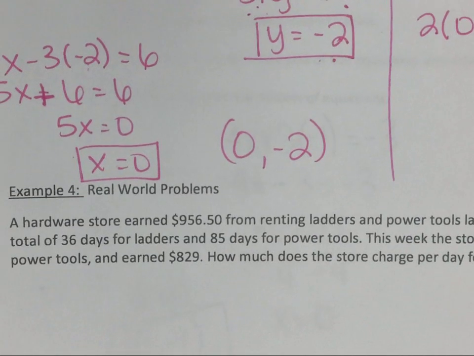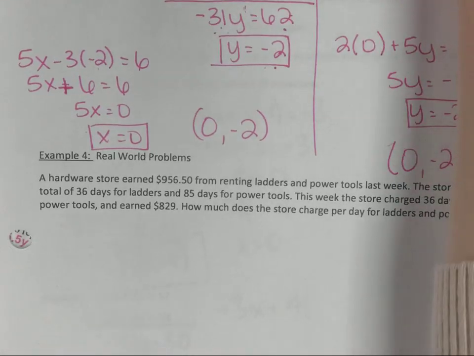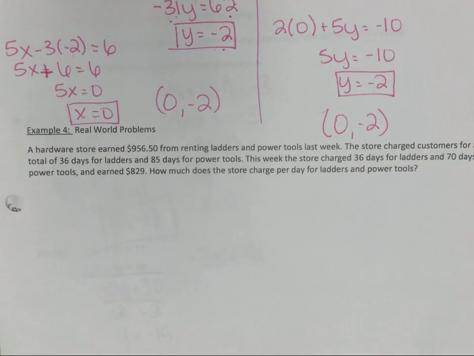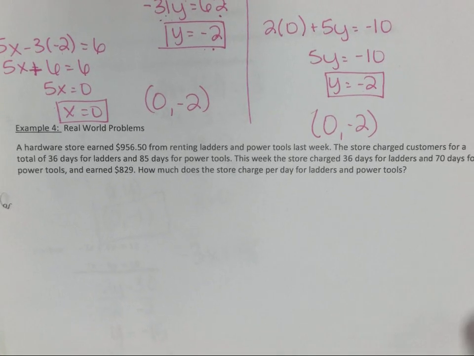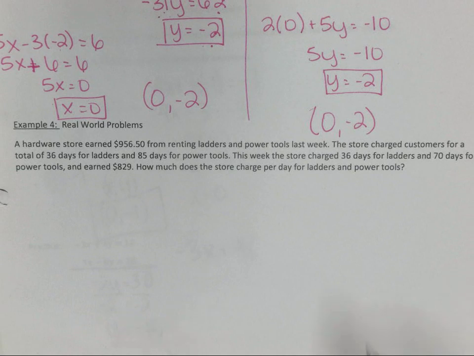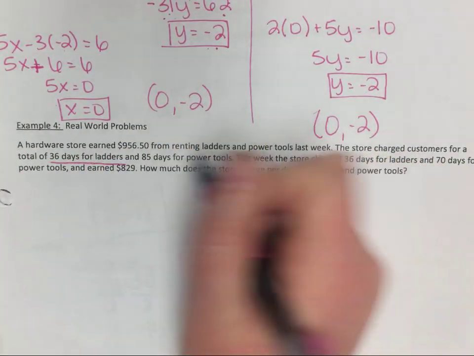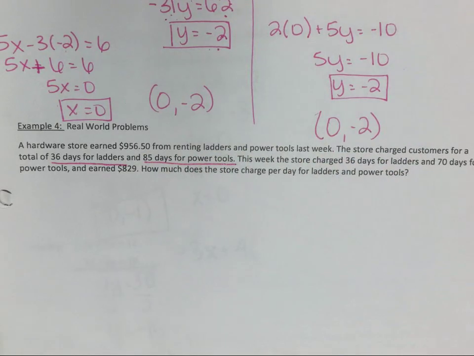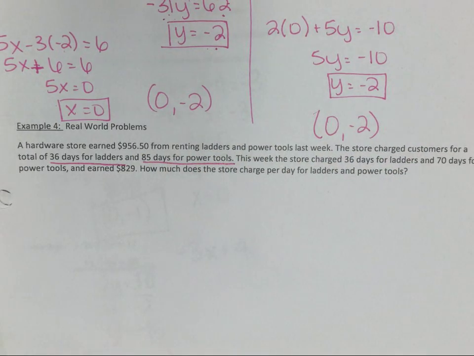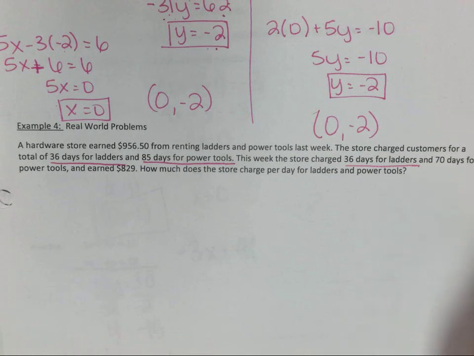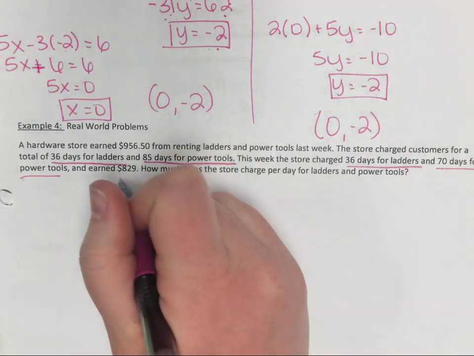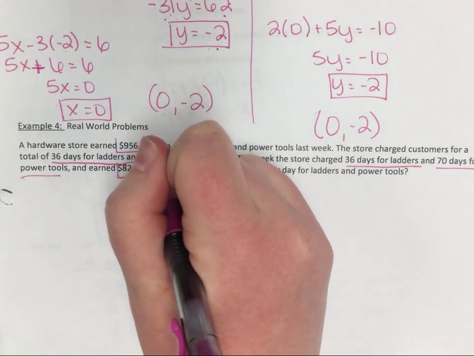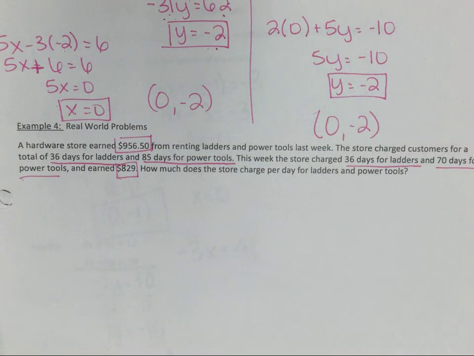All right. Then let's look at our word problem then. So on our word problem, we have a hardware store earned $956.50 from renting ladders and power tools last week. The store charged customers for a total of 36 days for ladders, 85 days for power tools. This week, the store charged 36 days for ladders, 70 days for power tools, and earned $829 compared to that $956.50. How much does the store charge per day for ladders and per day for power tools?